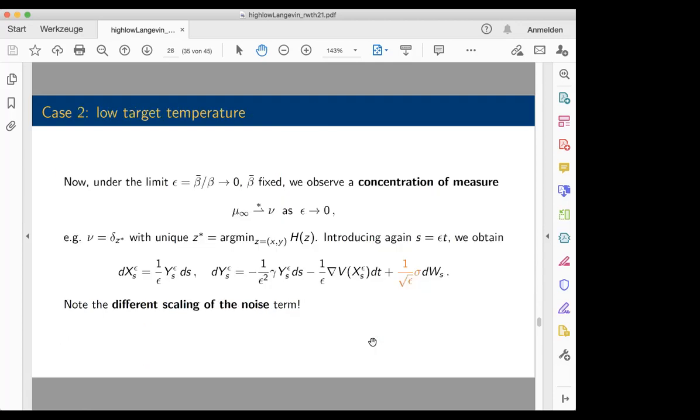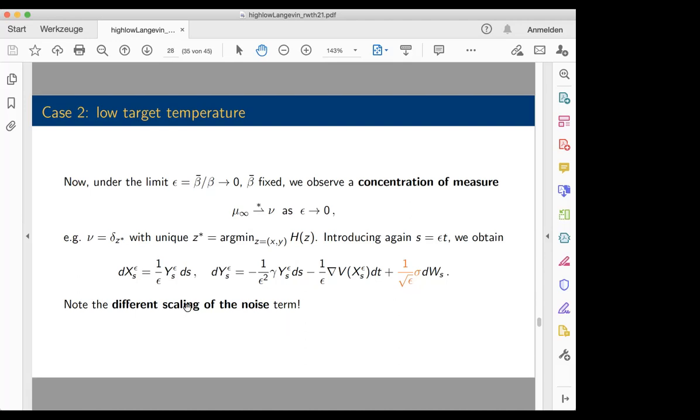How does the other case look? If we keep the simulation temperature fixed and send the target temperature to 0, then we observe again this concentration of measure phenomenon. If the Hamiltonian has a unique global minimum, then the measure will concentrate on this global minimum. If we take this other scaling in the Langevin dynamics, we get an equation of this form, and the only difference to the previous Langevin equation is that we have now 1 over square root of epsilon, where we had 1 over epsilon in the other case. So that's the only difference in these two situations.